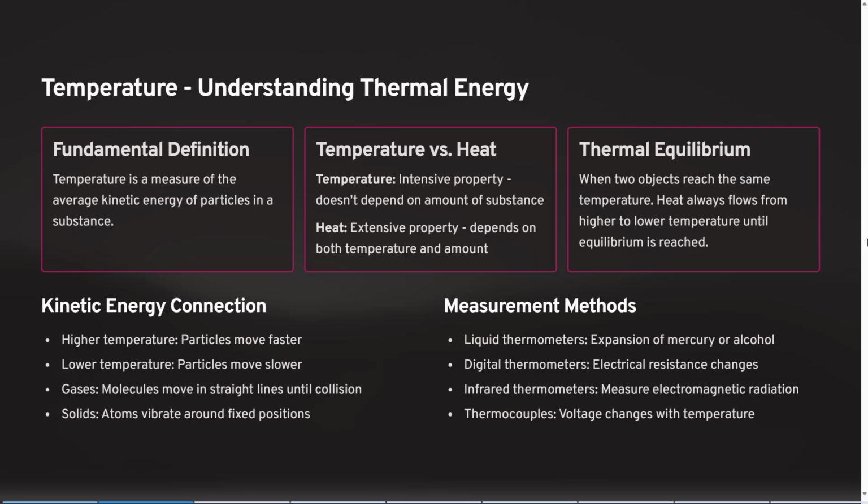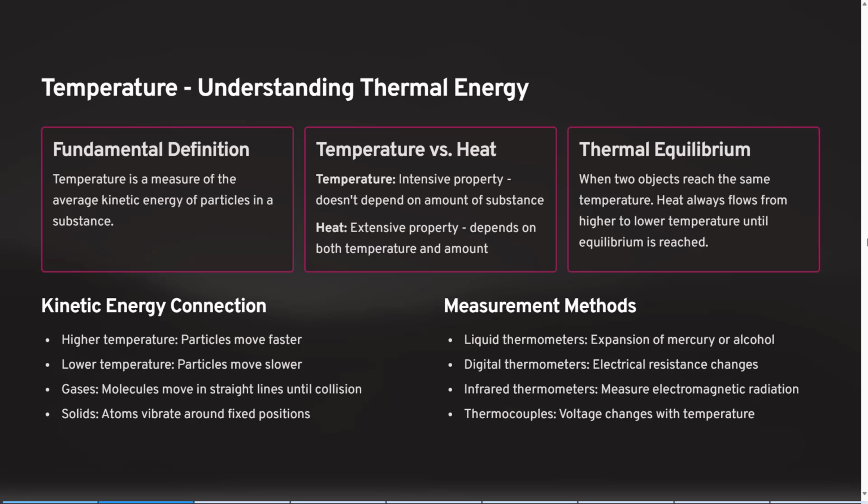Think of it this way. Imagine a crowded dance floor. When the music is upbeat, people move faster and bump into each other more. That's high temperature. When it's a slow song, people move gently. That's low temperature.